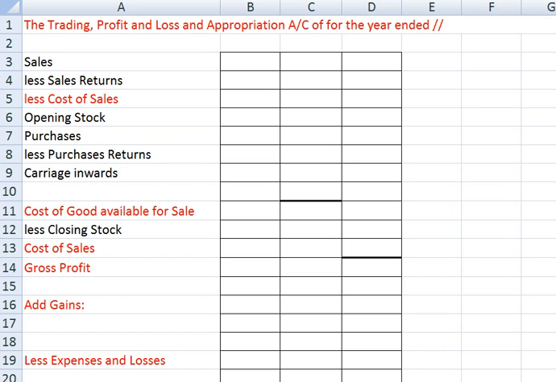Remember that all the adjustments at the bottom have to be entered in the final accounts twice. So each of those figures should have two labels beside them. Okay, so we'll start the question.